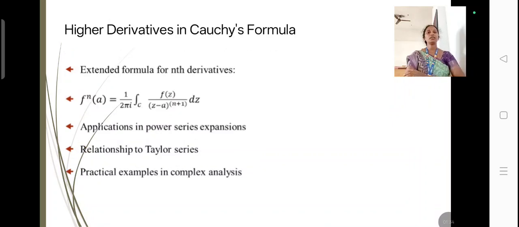Next one, higher derivatives in Cauchy's formula. Extended formula for the nth derivative, that is the extended formula in Cauchy's derivative. The formula is f power n of a is equal to n factorial by 2 pi i integral over C f of z divided by z minus a the whole power n plus 1 dz. In this topic, we will also discuss applications in power series expansions, relationship to Taylor series, and some basic examples.